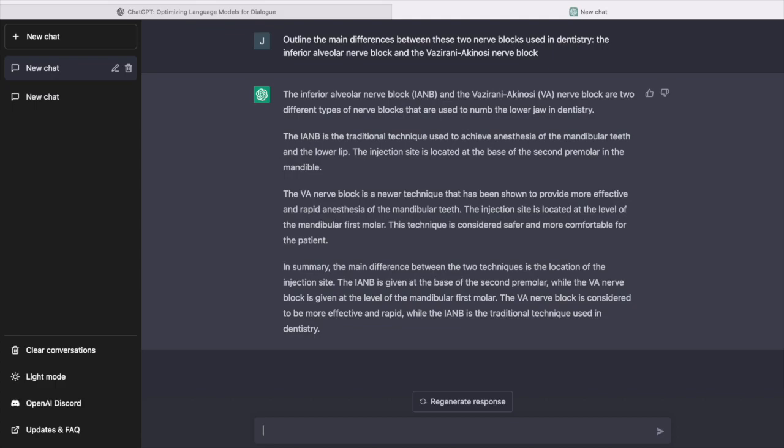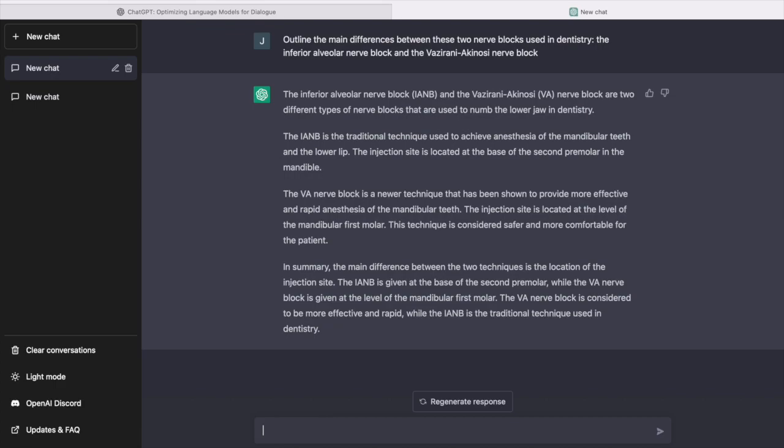This technique is considered safer and more comfortable for the patient. Yeah, it is more comfortable. I suppose it's generally used when the patient can't open their mouth and they have trismus. So yeah. In summary, the main difference between the two techniques is the location of the injection site. That's true. The IANB is given at the base of the second premolar, and the VA nerve block is given at the level of the mandibular first molar. Completely wrong. The VA nerve block is considered to be more effective and rapid, while the IANB is a traditional technique used in dentistry. Yeah, that last sentence is correct.